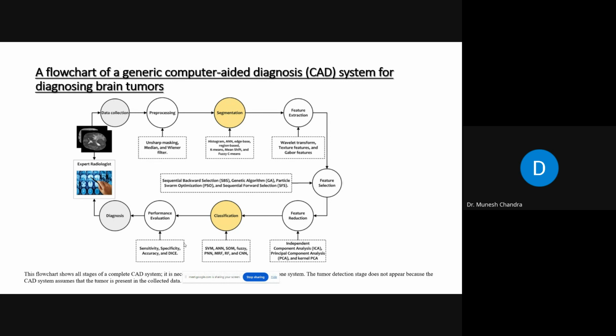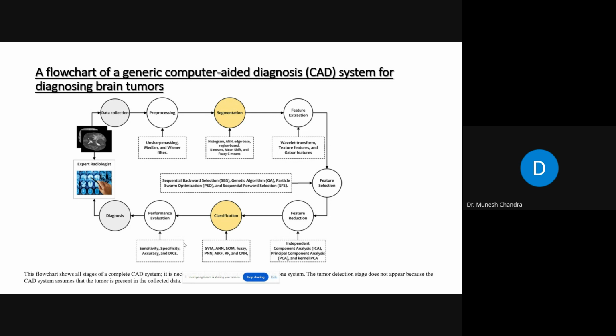After the feature selection, sometimes what happens is that we have selected a large amount of features. So we have to reduce the features. After the feature selection, we will do the feature reduction. For the feature reduction, we mostly use ICA and PCA. ICA is independent component analysis and PCA is principal component analysis. These are the two techniques that are basically used for feature reduction. Sometimes kernel PCA is also used. So we will reduce the features as per the requirement.